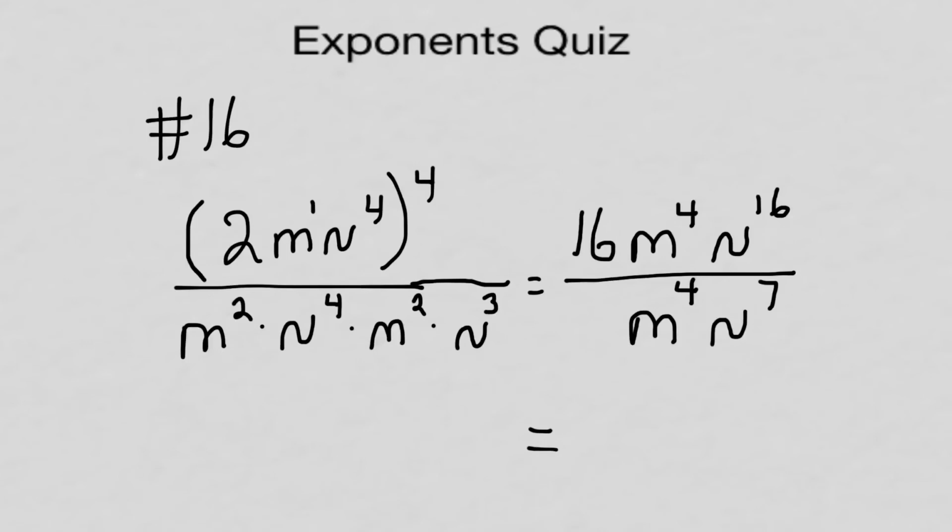Now let's just clean this up. 16, m to the fourth. These cancel out, all right? So they're gone. Then I've got n to the 16th, n to the 7th. I subtract n exponents, and it gives me n to the ninth.